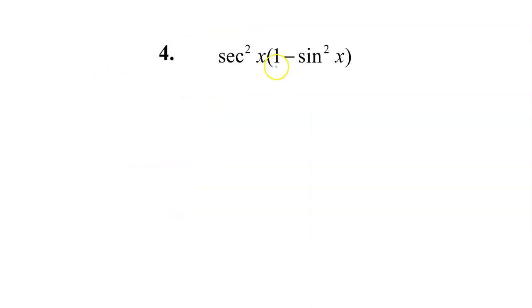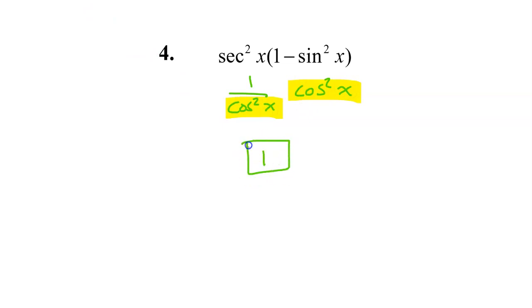Number 4, we just mentioned that 1 minus sine squared is cosine squared. So that means we can rewrite this as secant squared times cosine squared. But secant is the reciprocal of cosine, so in fact, instead of writing secant squared over again, I'm just going to replace it with 1 over cosine squared. But then I see that we have cosine in the numerator and cosine in the denominator. These cancel each other out, and we get the very simple expression of 1.